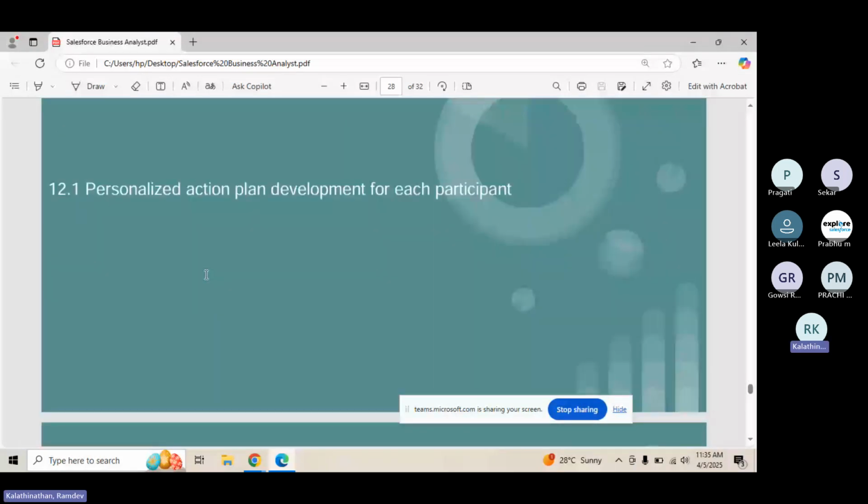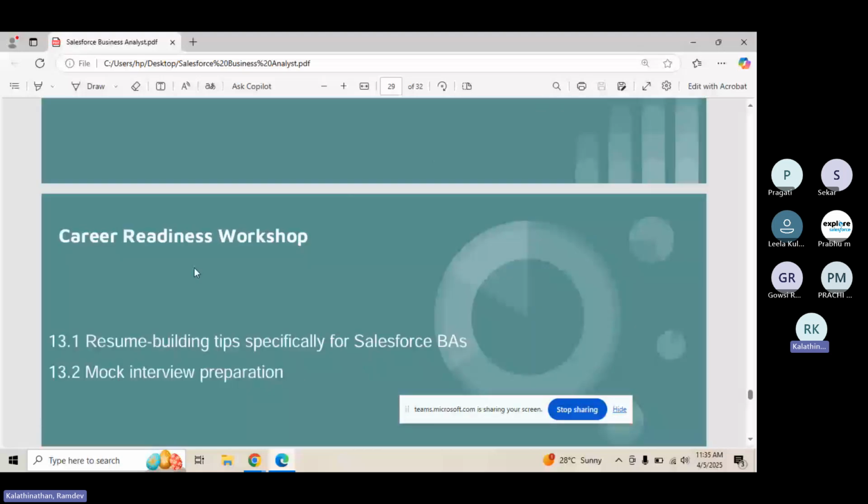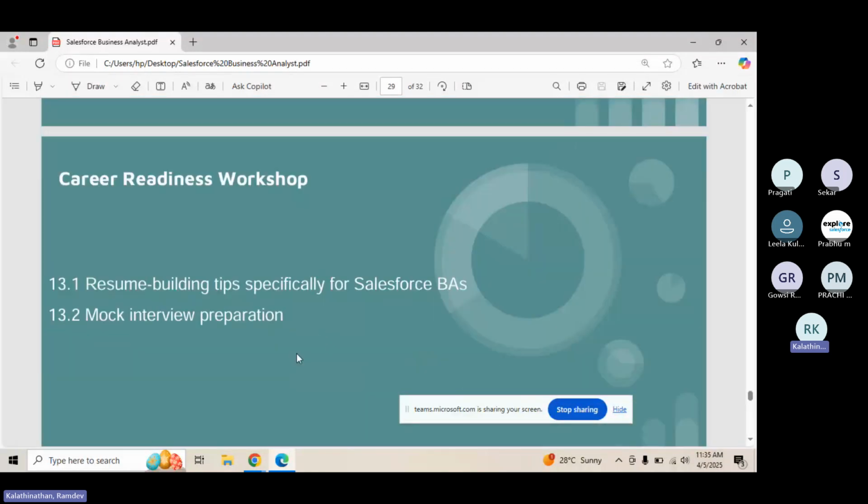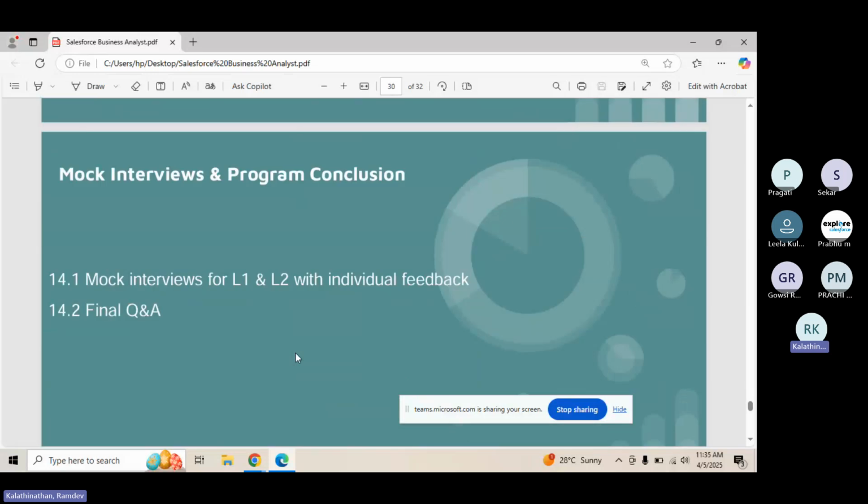And I've also planned to give you a few resume building tips. I mean, I'll help you build a resume, but I'll give you a few keywords. I'll give you some inputs on structuring, and then you can work on it. And then I'll also help you with a mock interview so that you're ready to be hired as a Salesforce business analyst. This is all that my training program includes.